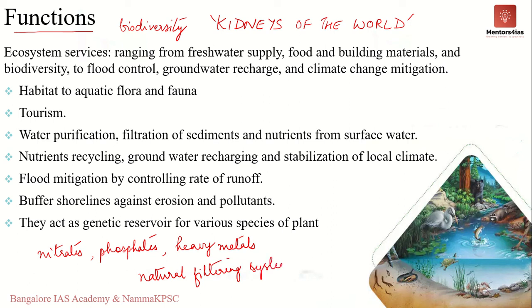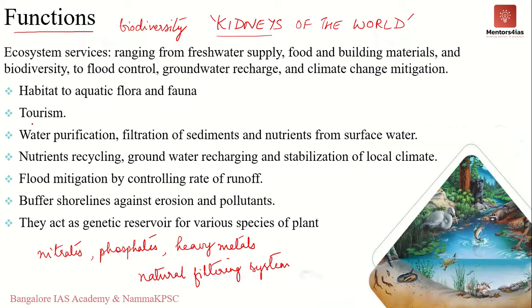So therefore, it is known as kidneys of the world and it is a very, very important function of an ecosystem. However, the only problem is that if you are pumping in nutrients, it can also lead to eutrophication and we'll have to take care of eutrophication. Apart from that, there can be several other functions of wetlands.